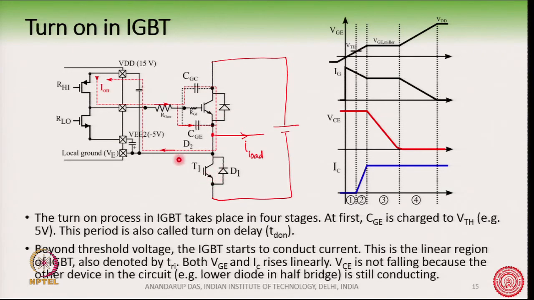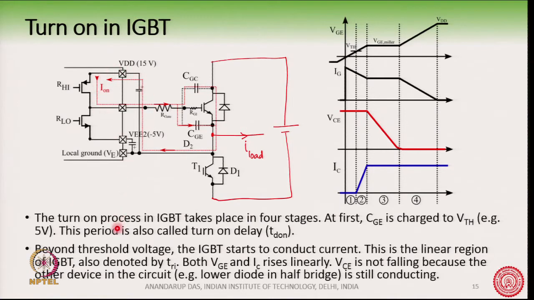Here is the driver of the upper side IGBT, and we have this as the gate resistance. This is the internal gate resistance of the device, and these are the two capacitances which we want to charge up during the turn on process. And these are two additional capacitors which are usually connected externally to provide the gate charge which is needed by the power device.